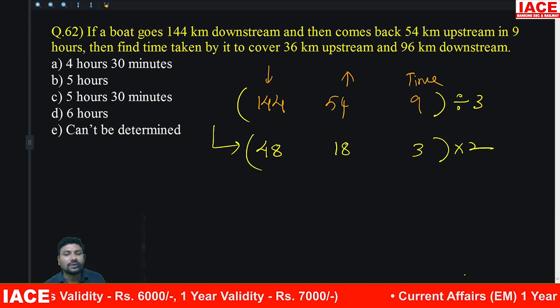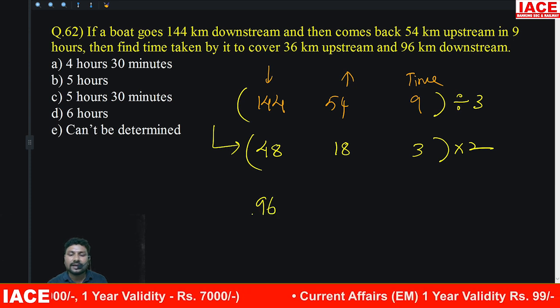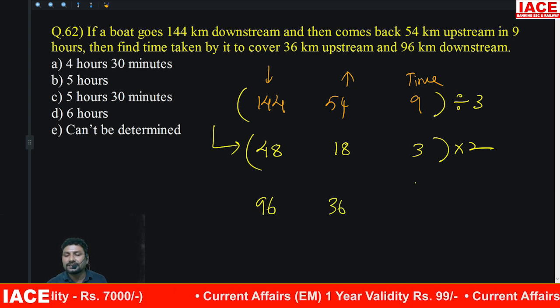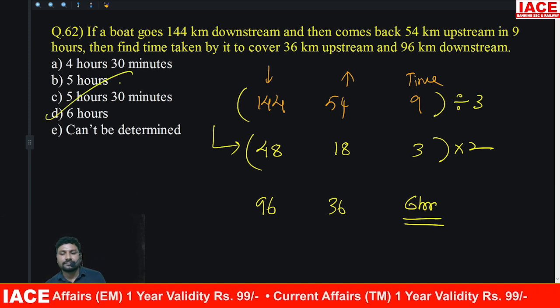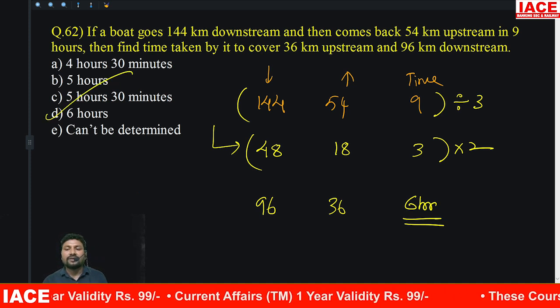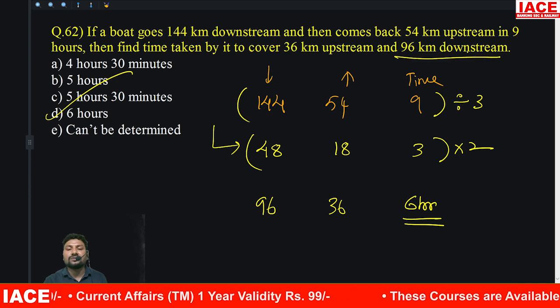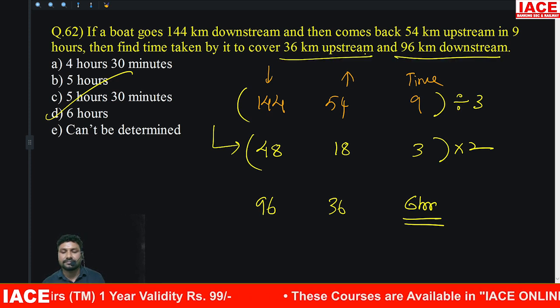Multiply with 2. 48 2s are 96, 18 2s are 36, 3 2s are 6. How many hours journey? Option D. Finally, we have to cover 96 km downstream, 36 km upstream.